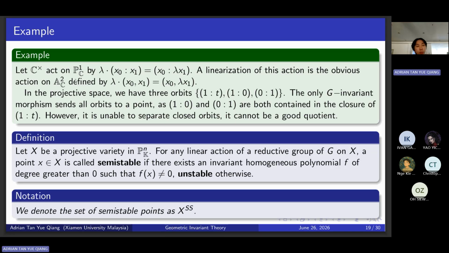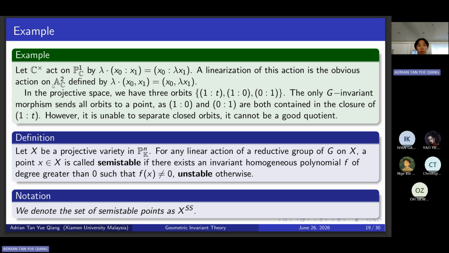So if we let G be the multiplicative group again, and we act on it like this, this linearization is actually very obvious because they act in the same way on the projective variety and also the affine cone. Then we see that we have three orbits. One is the y-axis, one is the x-axis, if you look at it in A2, of course. And infinitely many others are like a clock that turns from the bottom y-axis to the top, avoiding these two lines. So we know that its closure, of course, will contain these two, the y-axis and x-axis.